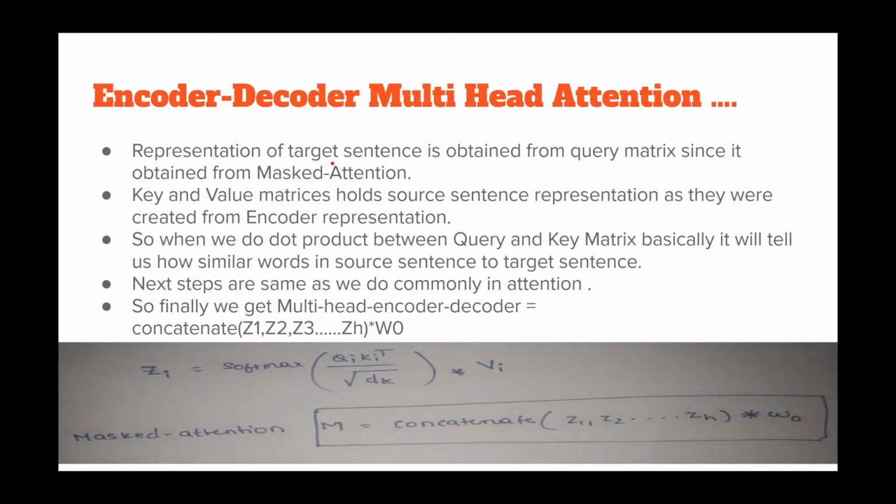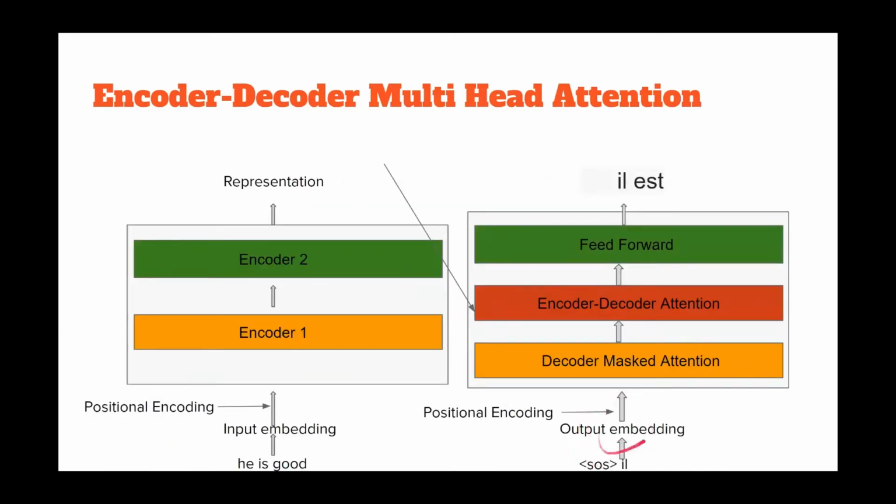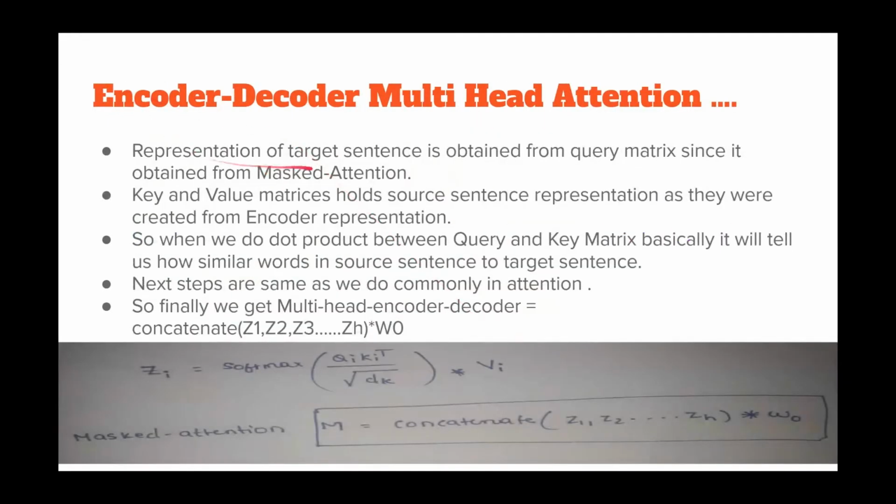So the representation of the target sentence is obtained from the query matrix, since it's obtained from the masked attention. We have the target sentence here in the decoder block, the output embedding. The key and value matrices hold the source sentence representation, as they were created from the encoder representation. When you do the dot product between the query and key matrices, coming from the output of masked attention and from the encoder representation, it will tell us how similar the words in the source sentence are to the target sentence. The next steps are the same as we commonly do in attention.